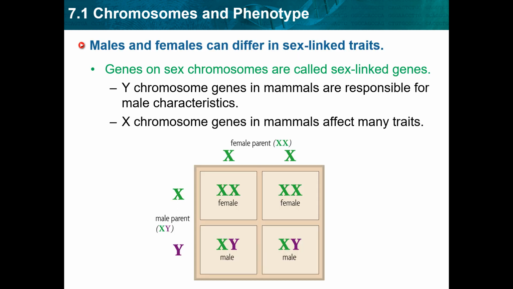And one other important point is if you have a female and a male parent, you are going to get females and males 50-50.